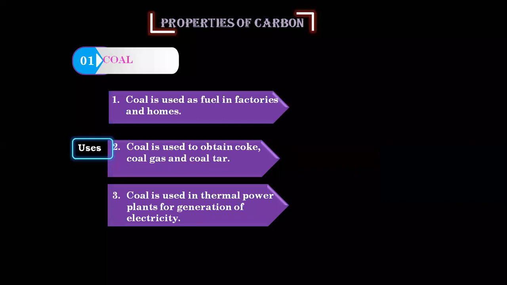And coal is used in thermal power plants for generation of electricity because it is used as a fossil fuel. Then definitely we want to use all these things. So once again, we'll repeat the uses of coal. Coal is used as fuel in factories and homes. Coal is used to obtain coke, coal gas, and coal tar. And coal is also used in thermal power plants for generation of electricity. Is the topic of coal clear to everyone? And is the difference between coal, charcoal, and coke clear?